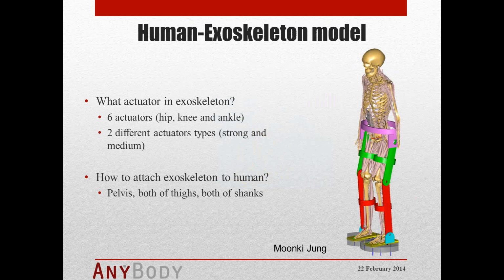So in the AnyBody Modeling System, we define now what actuators will be in the exoskeleton. So we have 6 joints in our exoskeleton, so we have 6 actuators in there. So 2 in the hip on each side, 2 in the knee, and 2 in the ankle. So in our case, we didn't know exactly what is the perfect actuator, so we developed 2 different models. So one has a very strong actuator in each joint, and the other one only with a medium strength. So neglect for now absolute numbers. Let's just focus on a strong actuator and a medium actuator.